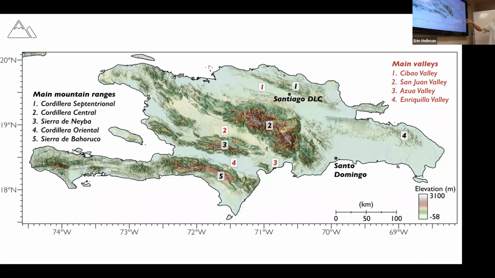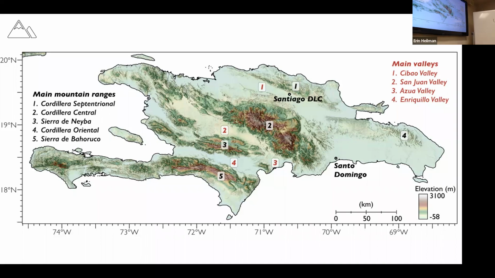The first one is the Cordillera Septentrional. The second is the Central Cordillera. The third is the Sierra de Neiba. The fifth is the Sierra de Bahoruco. The fourth is the Cordillera Oriental. And then as far as the valleys, you have the Cibao Valley, the San Juan Valley, the Azua Valley, and the Enriquillo Valley. There's a lot of words there. I'm just going to repeat them as I go through and as I talk about them.